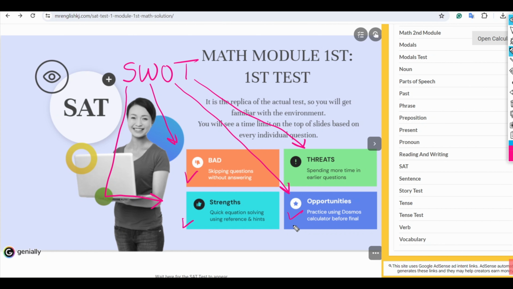Opportunity. Practicing using DESMOS Calculator before final. I will teach you how to use DESMOS Calculator. The threat is spending more time on earlier questions. And why is it a threat? Because we have seen that already.